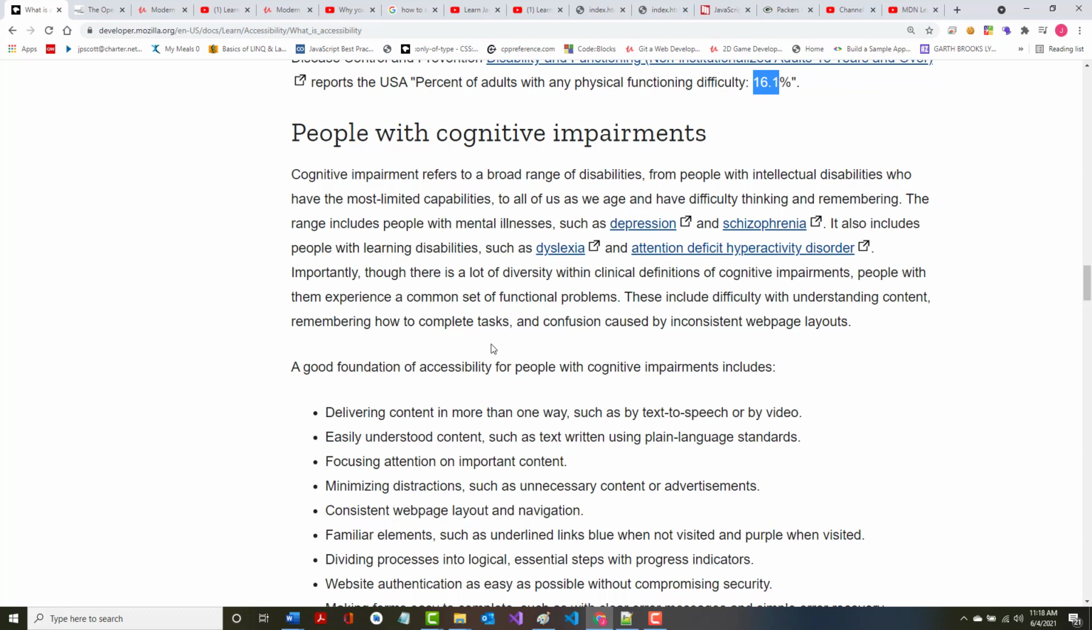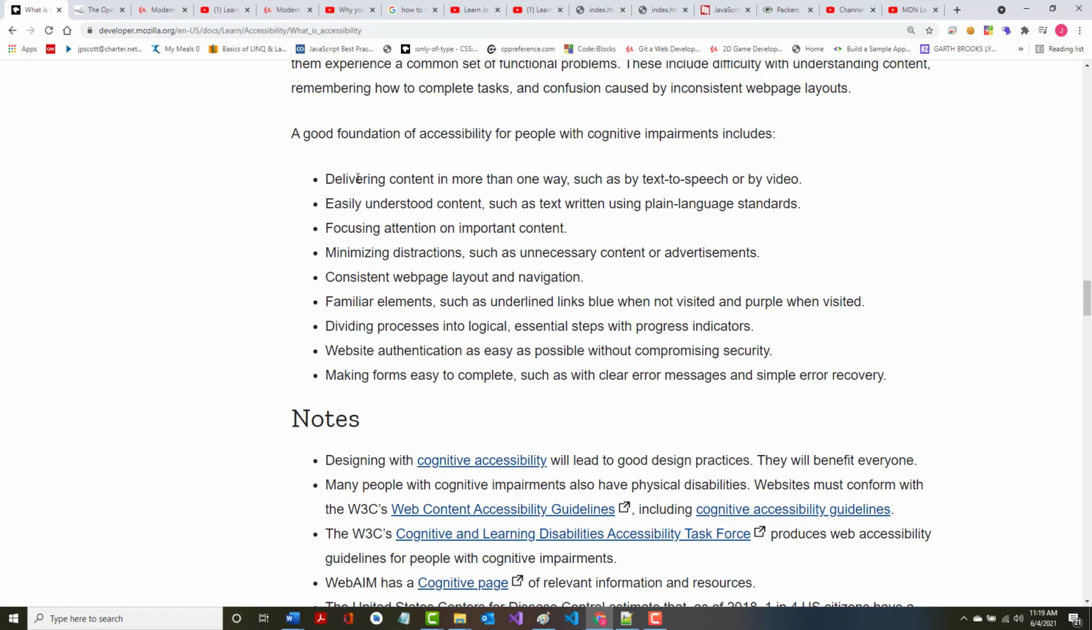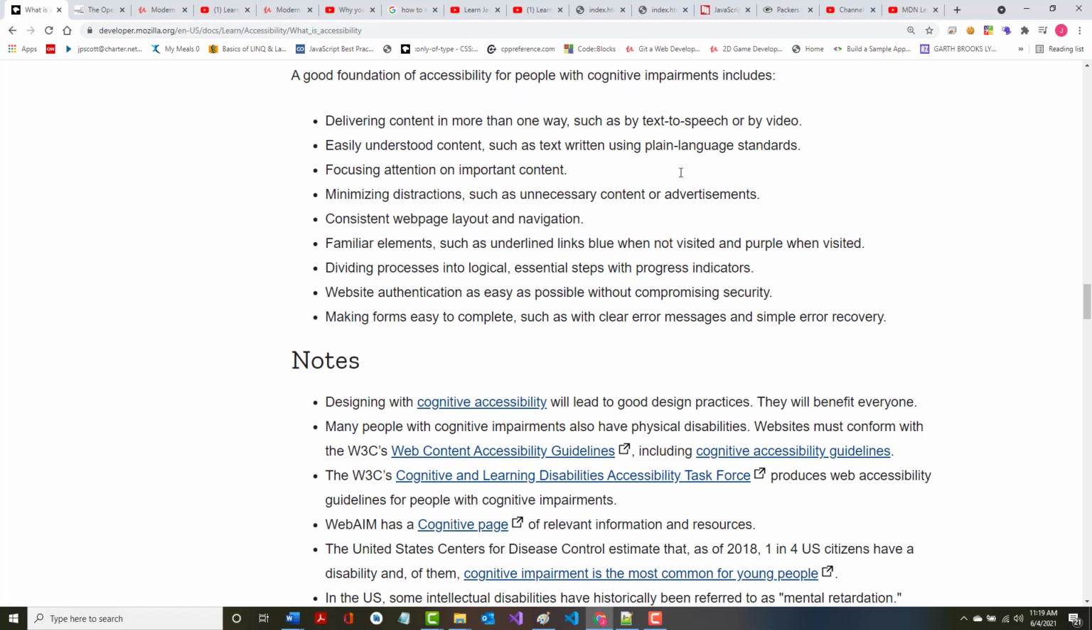There's also cognitive impairments. Here's where it's really important, because I've heard stories, I've never seen this, that people who are schizophrenic have trouble, and I've heard of cases where they go into seizures and the like when they see a lot of flashing on the screen or a lot of bright red flashing on the screen. So it says a good foundation of accessibility for people with cognitive impairments includes, I'm not going to read to you. Some of this stuff should just make sense.